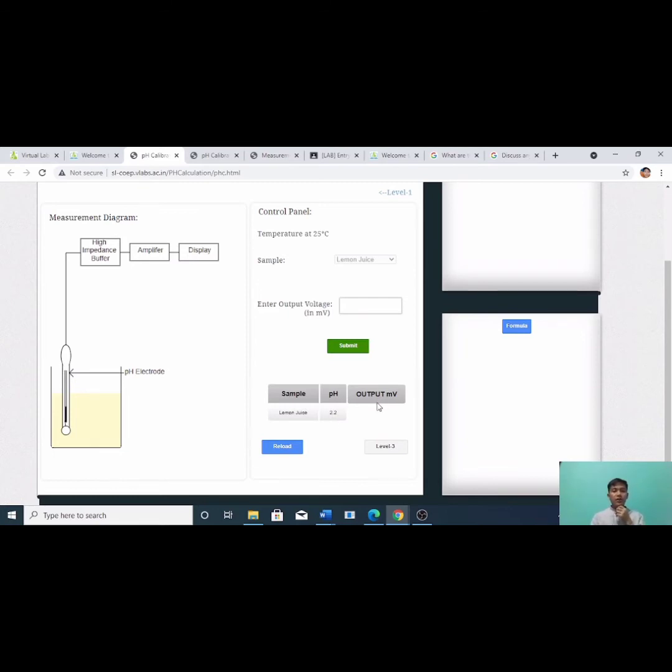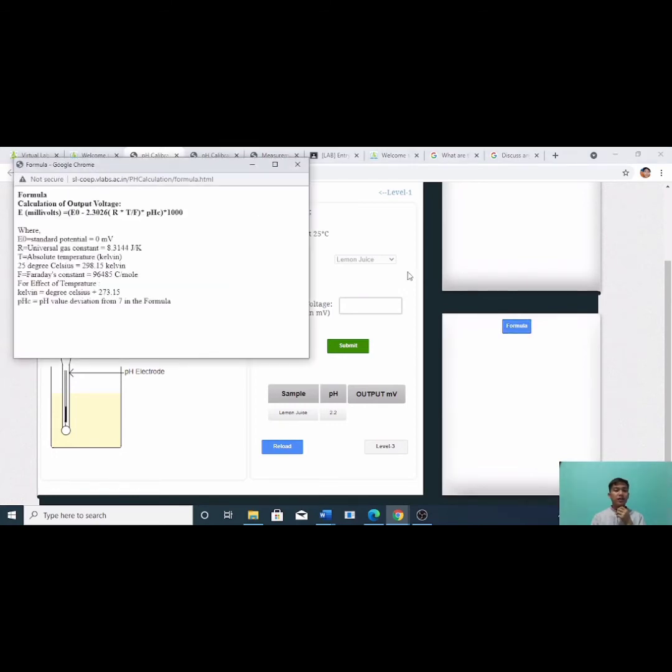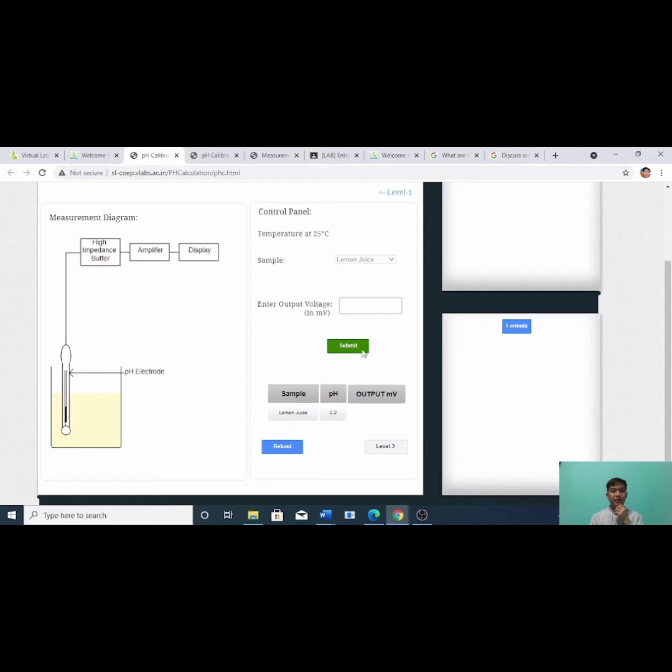Now, what we're going to do here is to calculate the output MV. You are going to calculate the output MV by using this formula. The output MV, in millivolts, is equal to PO minus 2.3026 times R times T divided by F times the pHC times 1000. Your pHC is your pH value deviation from 7 in the formula. Your F is Faraday's constant. That's it. So you will use that to find your output MV.